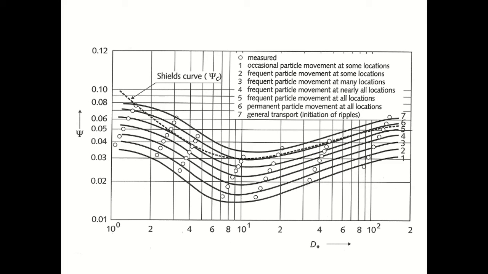So if we look at this particular version of Shields diagram, we would come in with our dimensionless particle size or sediment parameter, and we can then determine the value of the dimensionless critical shear stress. In this case, we would want one of the lower curves, for example, the occasional particle movement at some locations or the frequent particle movement at some locations, because we are more interested in when the particles start moving.